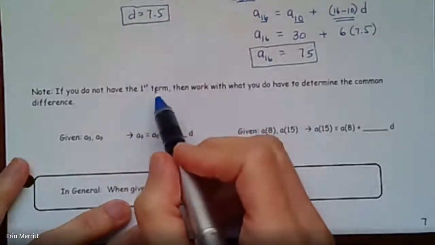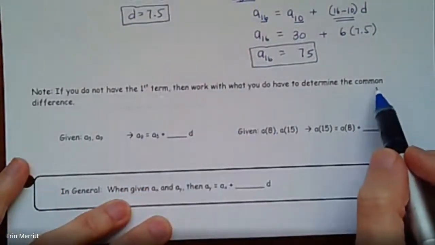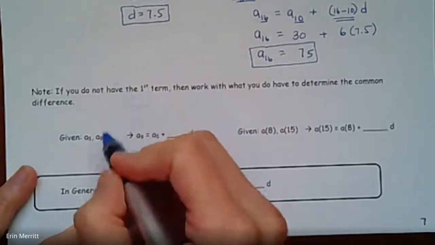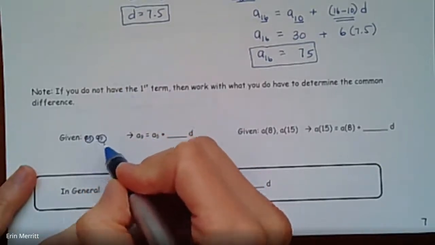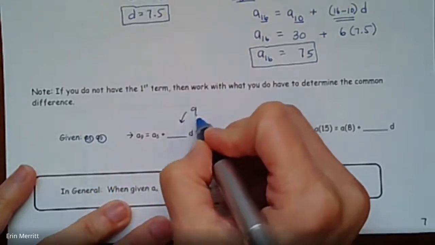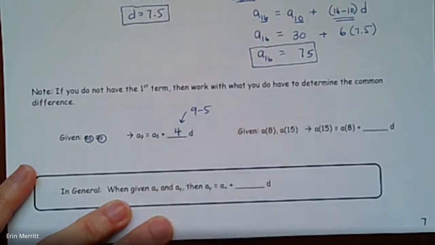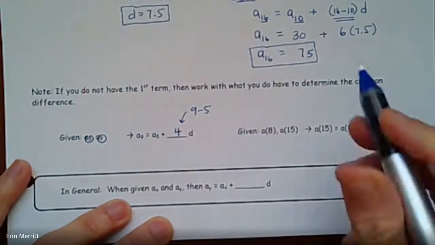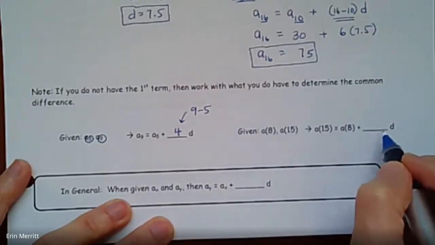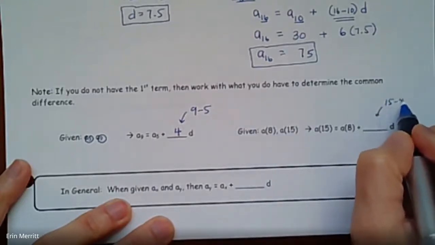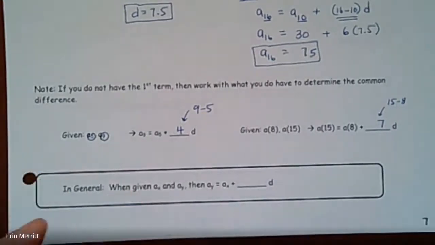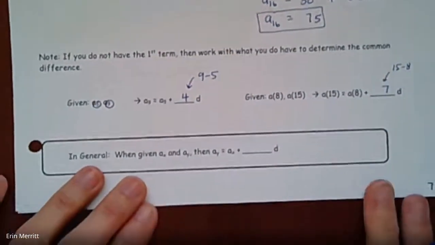So that's what's going on down here. When it says if you don't have the first term, what can we do? Well, to get from the 5th term to the 9th term, we would just add on whatever the difference in those little subscripts are. So to go from the 5th to the 9th, it's just 9 minus 5, or 4 common differences. Right? If you have the 8th and the 15th term, how many common differences between those? Well, 15 minus 8, there'd be 7 of them. So you don't have to figure out what the first term is always. You can kind of take what you have and work with it.